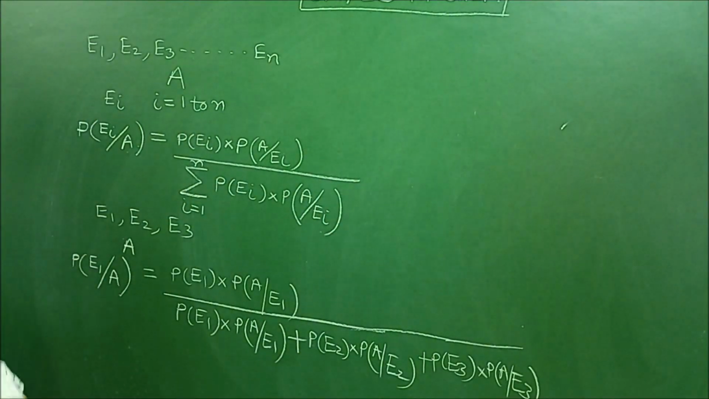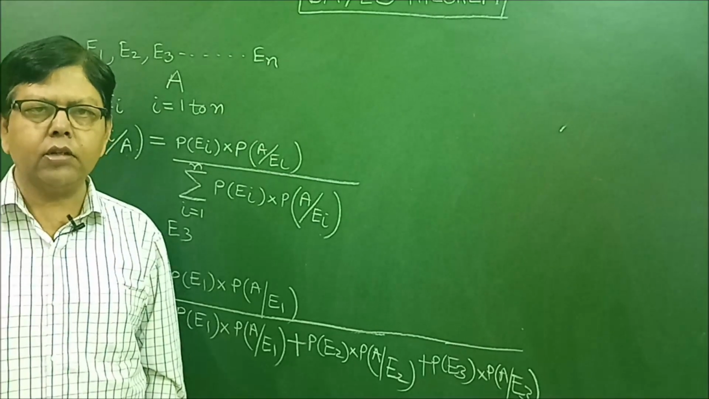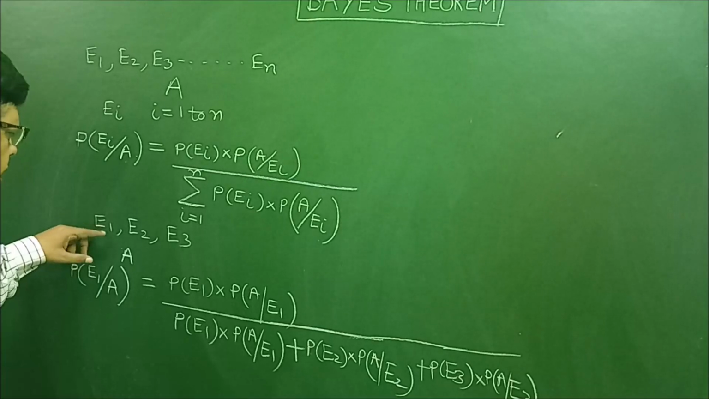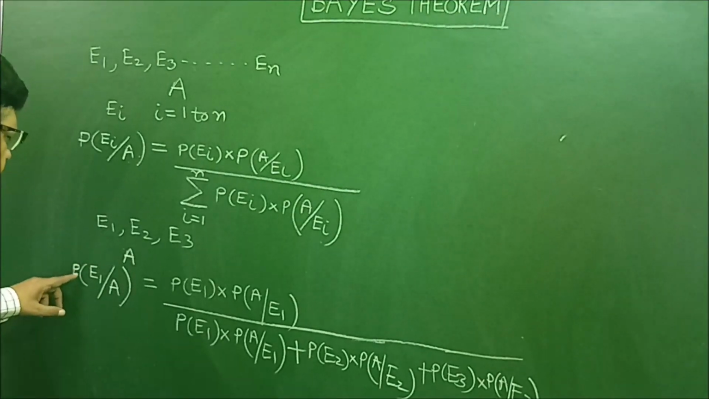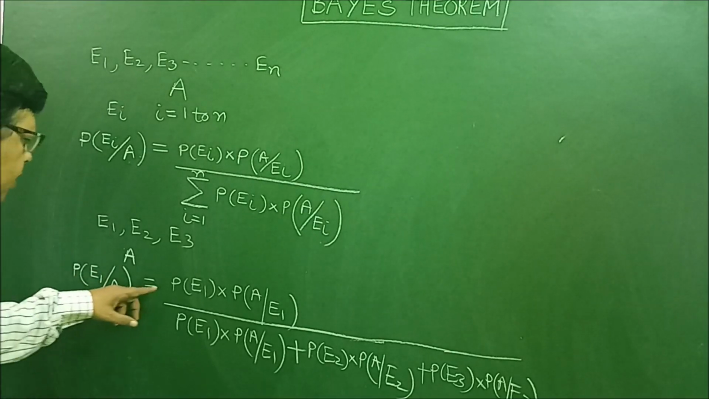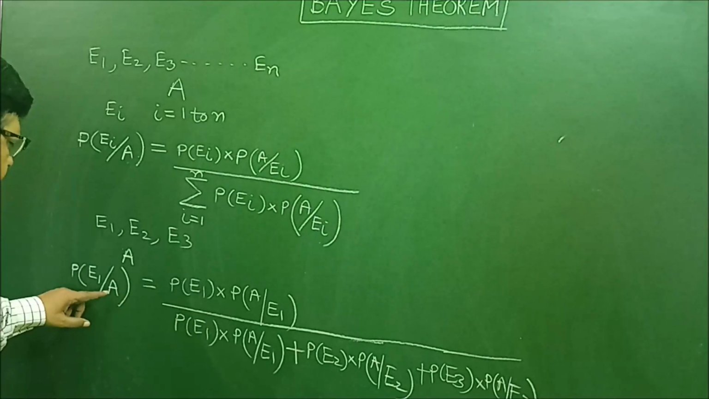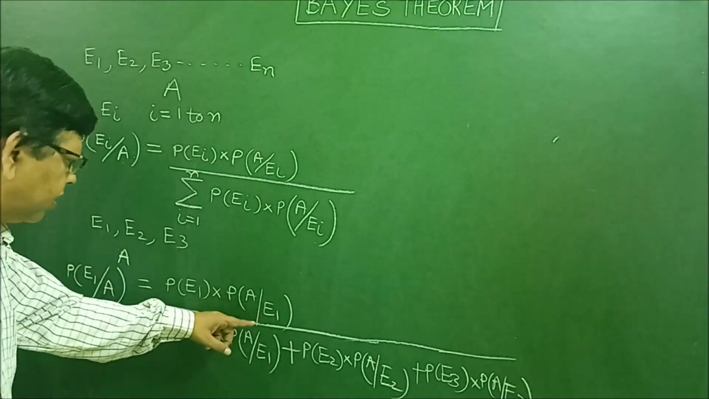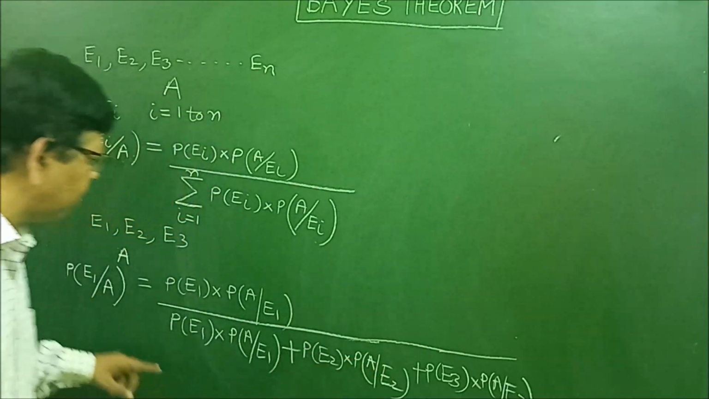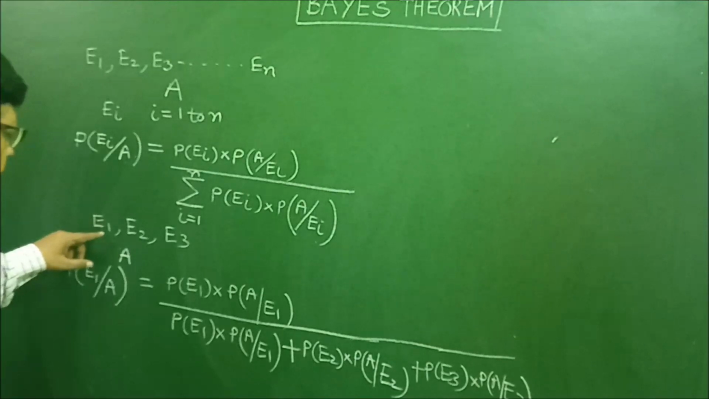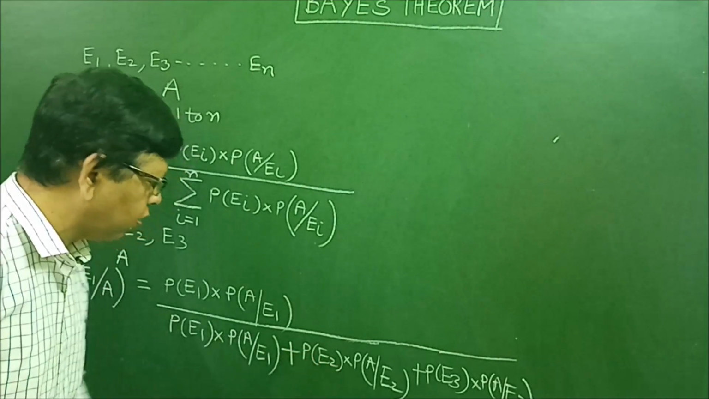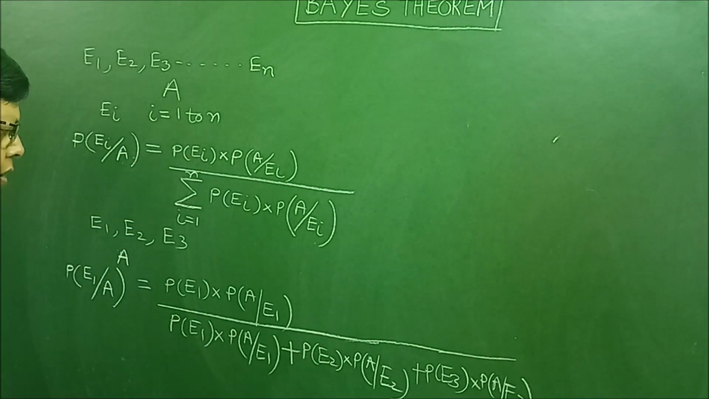So if there are three mutually exclusive events E1, E2 and E3, and with either of these events event A occurs, and we want to find the probability of the first event when A has already occurred, it is equal to P(E1) into P(A/E1), that is probability of A when E1 has occurred, and in the denominator we have the sum of all these: P(E1) into P(A/E1) plus P(E2) into P(A/E2) plus P(E3) into P(A/E3).